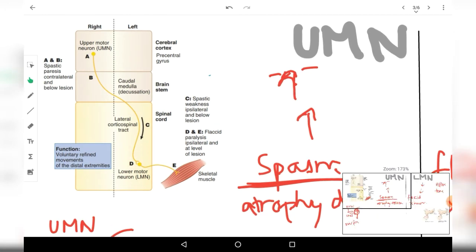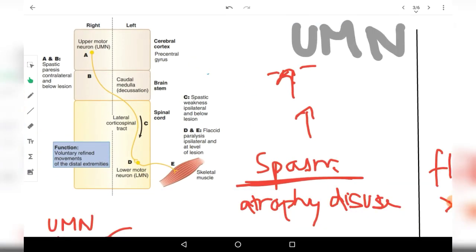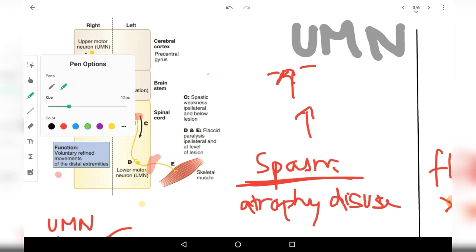So now let's look at this picture. See, I told you that you have to remember where the tract will decussate, at what level, because there will be different levels of lesion. For example, there are three levels of lesion: above the medulla, that is above the decussation, below the decussation, in the upper motor neuron, and in the lower motor neuron.